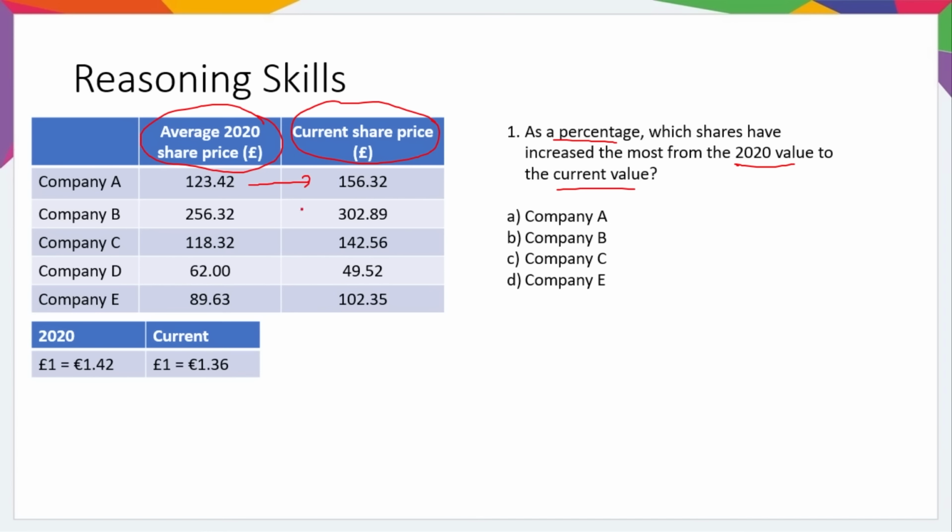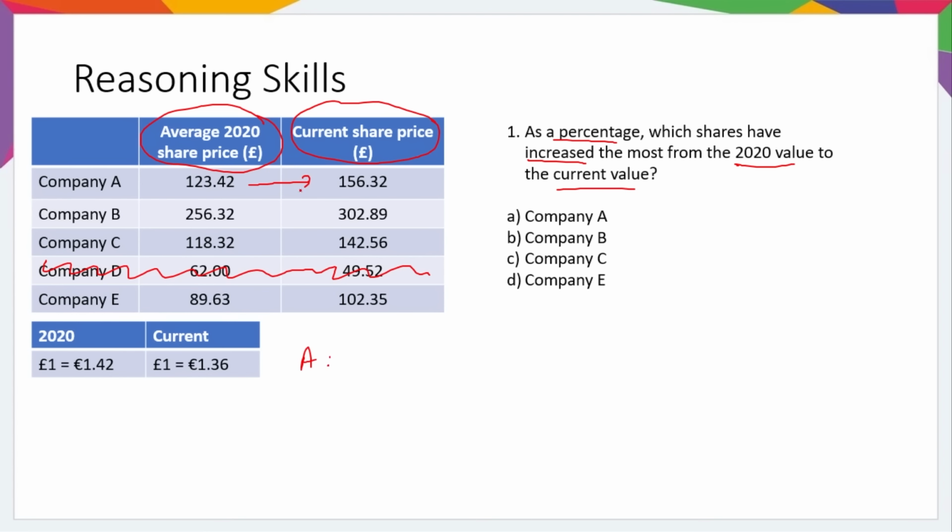Now, just scanning through it here, there's 5 companies, there's only 4 options, and if you look at company D, it hasn't increased at all, it has decreased. So company D, we're wasting our time if we're trying to work that one out. Plus, it's not even an answer option. So all you need to do now is just think, right, how do you do a percentage increase? Well, it's the difference divided by the original multiplied by 100.